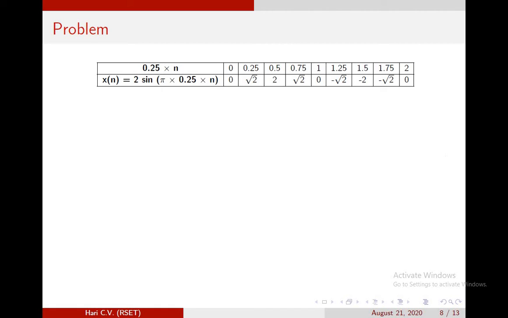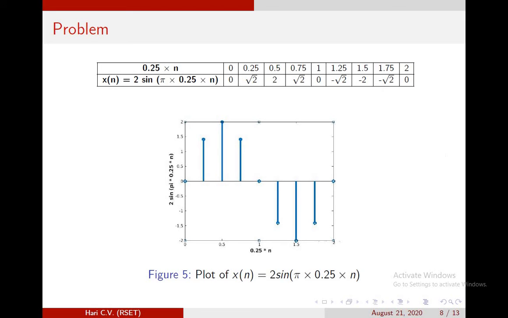The value of T is given, that is 0.25. So calculate the value of x of n. The values are 0, root 2, 2, root 2, 0, minus root 2, minus 2, minus root 2 and 0. Then you may plot like this. On the x-axis you may mark 0.25 into n, and on the y-axis the signal 2 sin pi into 0.25 n.